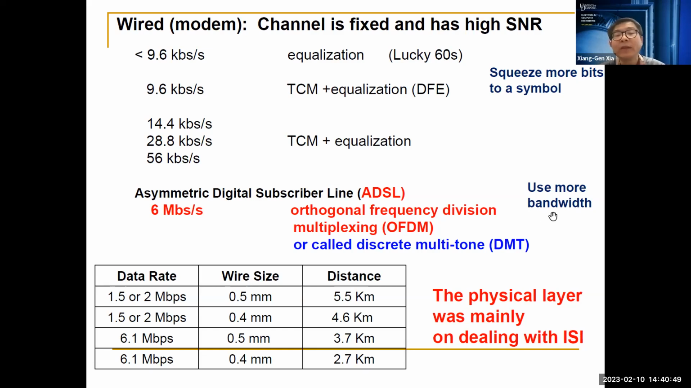The point here is that you use bandwidth, and we can see it from both sides. Here is an example of the different rates with different wires at different distances. What I want to say is that the key progress for wireline modems in the physical layer is mainly dealing with intersymbol interference, both wired and wireless. This is wireline: both high speed and Ethernet are dealing with intersymbol interference.